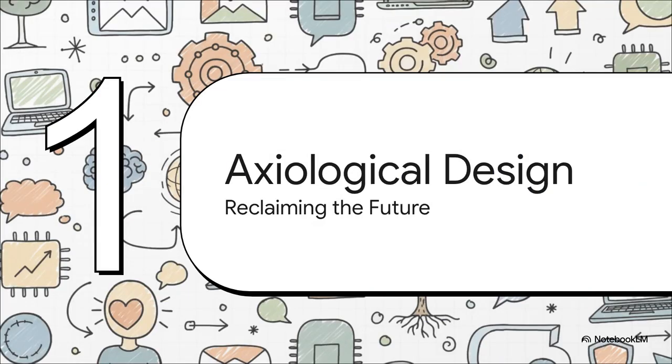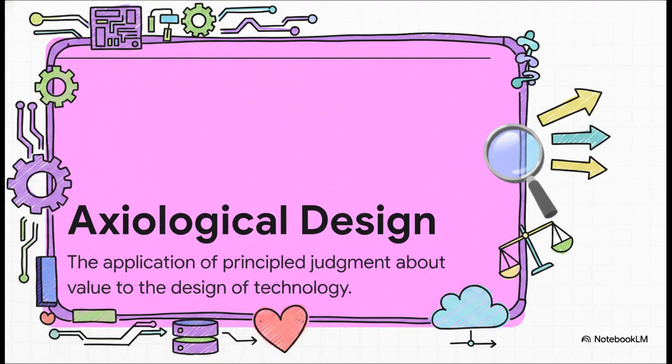Finally, Section 5. Enter axiological design, reclaiming the future. If we want to save humanity from what the authors call an accidental planetary computational stack, we need a critical paradigm shift. And that shift is axiological design. Axiology is just the philosophical study of value. So axiological design is the application of principled judgment about value directly to the design of technology. It demands that we recognize technology is intrinsically value-laden from the very start and value-creating once it is released. It means ethics must be the primary driver of innovation, not just an afterthought or some cleanup job left to the engineering team.